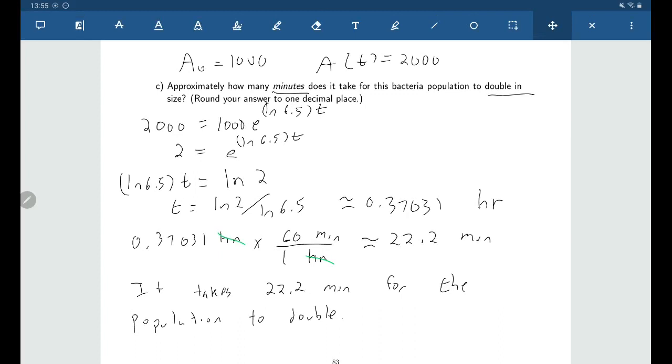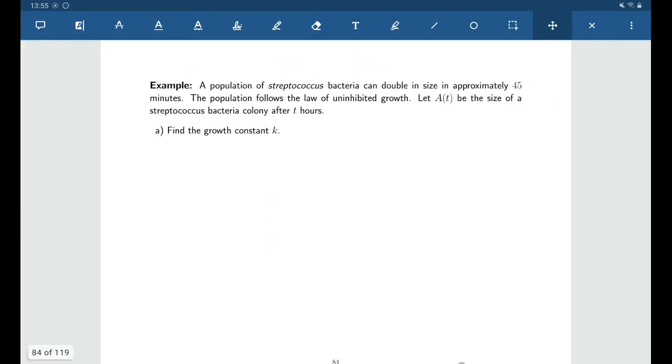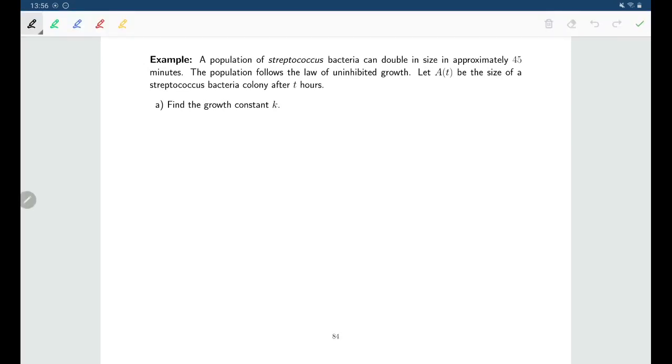All right. Let's start off with another one. This one is about Streptococcus bacteria, and this is actually roughly true. The doubling time changes depending on some other conditions, temperature, food, and all the rest. But in general, for Streptococcus bacteria, the doubling time is roughly 45 minutes.